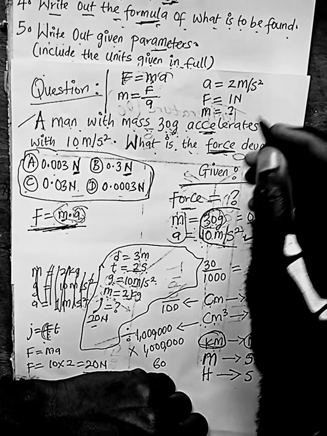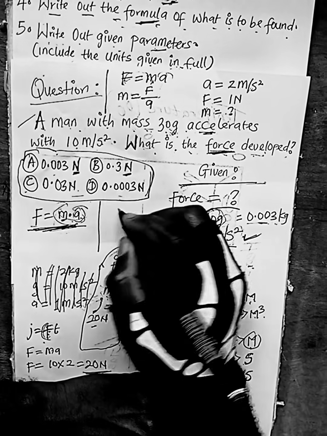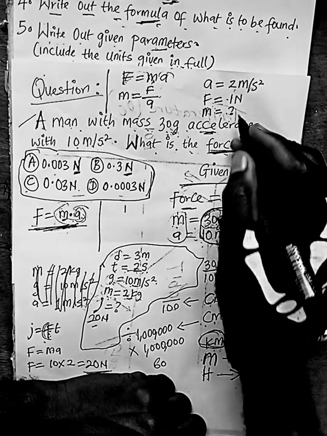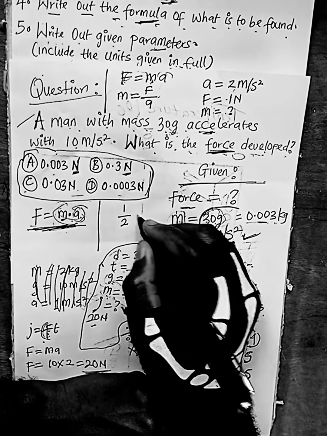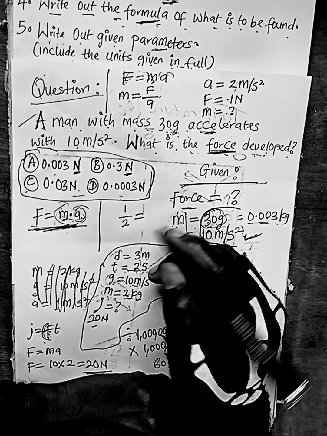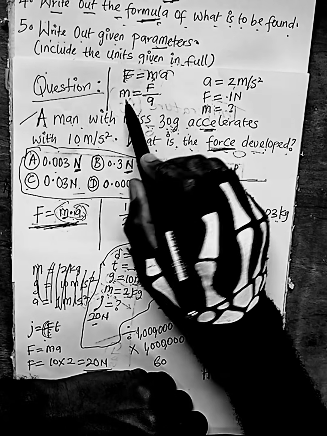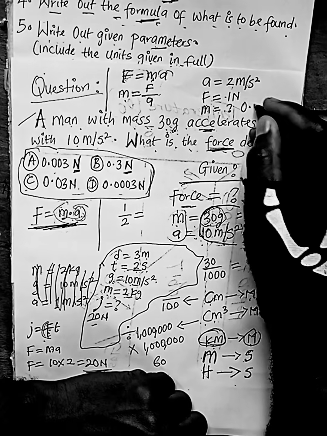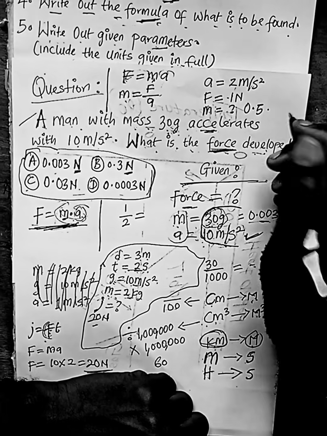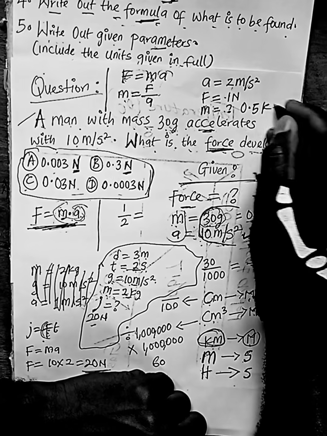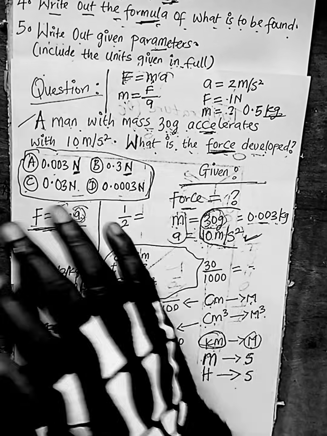So if we substitute, we are going to be left with, our force is what? 1 Newton over our acceleration, over 2, equal to what? 0.5. That's what is going to be our mass. Therefore, our mass is equal to 0.5, that's half, half kilogram. All right, so that's all about subject of formula.